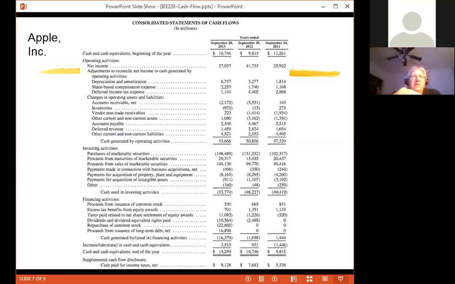So they're using the cash flow statement as a tool to see, do they need to borrow money? Do they need to sell stock? Or can they in fact invest in other companies at the moment? So they're using that tool to help them make those kinds of decisions.